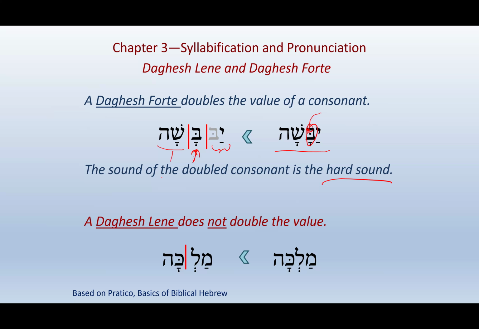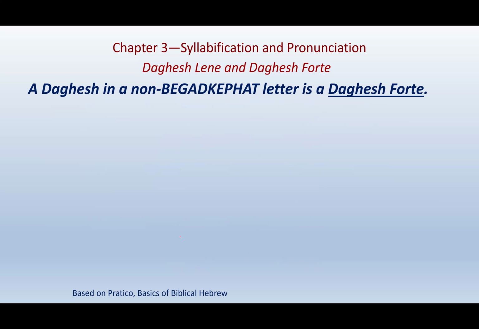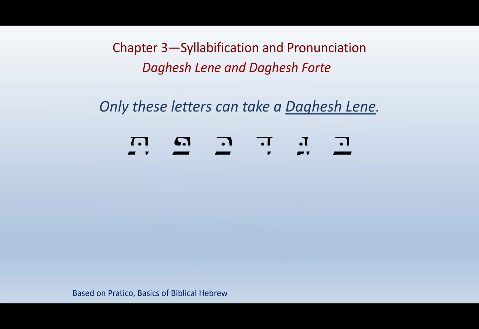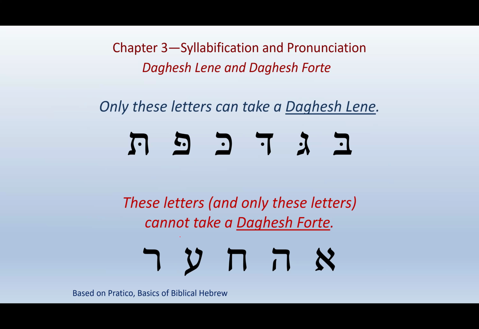The Dagesh Lene does not double the value, so we have malka, and it's just malka. That's all. It's not two kafs in there. We'll look at how we determine that. So a Dagesh in a non-begadkefat letter is a Dagesh Forte. Only the begadkefat letters can have a Dagesh Lene. You will never see a Dagesh Lene except in the begadkefat letters. So all the other letters, aside from these, can have a Dagesh Forte.